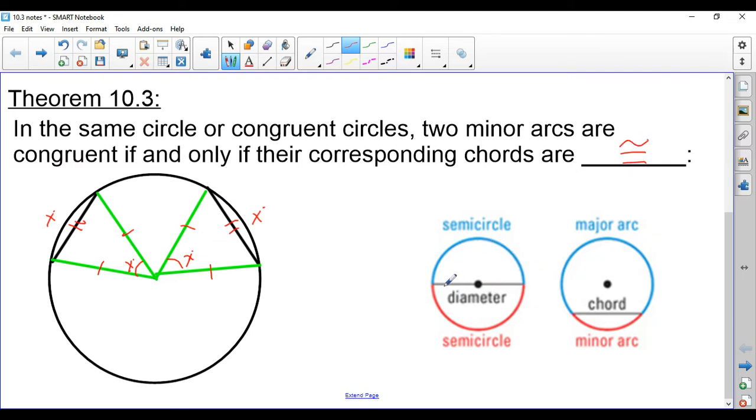A couple comments here. A diameter always splits a circle into two semicircles. Every other chord has a minor arc and a major arc, and you'll notice in the theorem it refers to the minor arc of that chord.